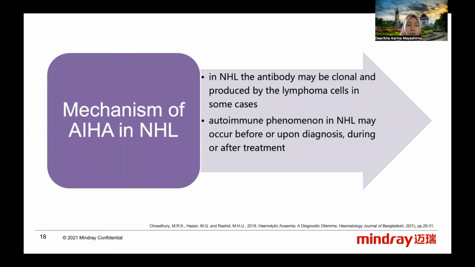I will explain about the mechanism of autoimmune hemolytic anemia in non-Hodgkin lymphoma patients. In non-Hodgkin lymphoma, the antibody may be clonal and produced by the lymphoma cells in some cases. In addition, autoimmune phenomena in non-Hodgkin lymphoma may occur before or upon diagnosis, during or after treatment.